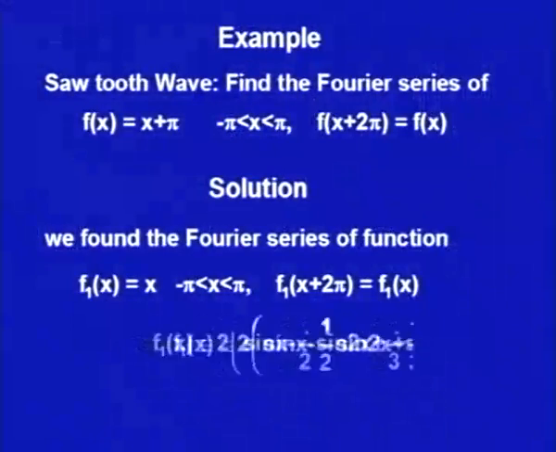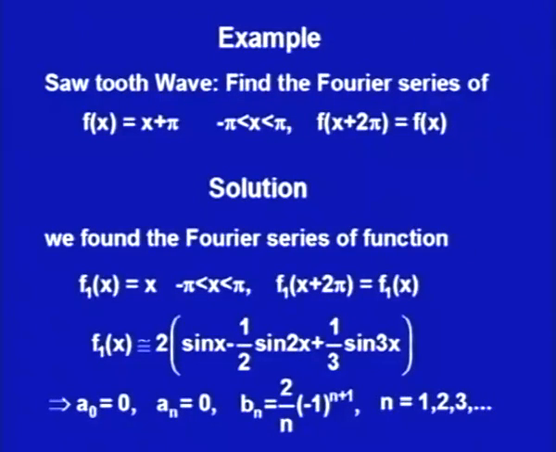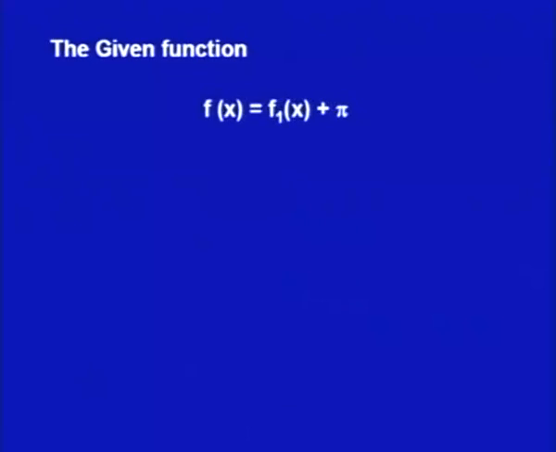So, now my new function f(x) is nothing but f1(x) plus pi, and for f1(x) we found that the Fourier series was 2 times sin x minus 1 by 2 sin 2x plus 1 by 3 sin 3x and so on. That says we have a naught as 0, an as 0 and bn as 2 upon n times minus 1 to the power n plus 1, for n equal to 1, 2, 3 and so on.